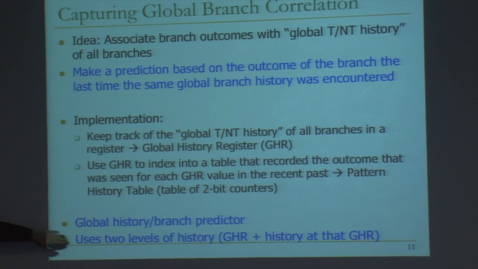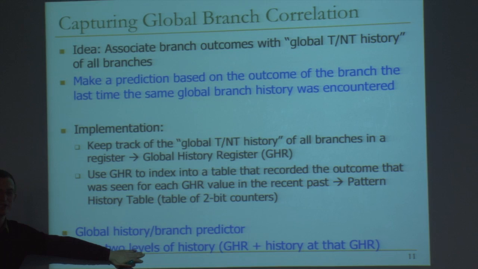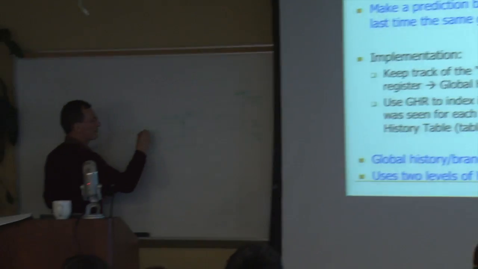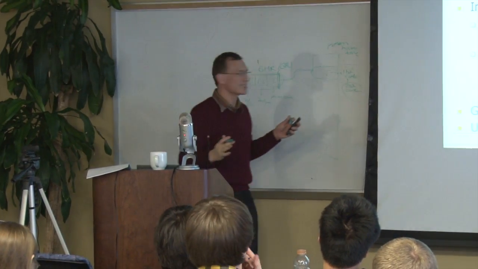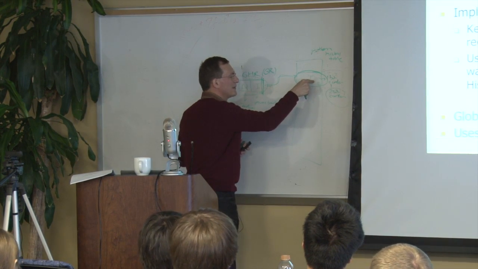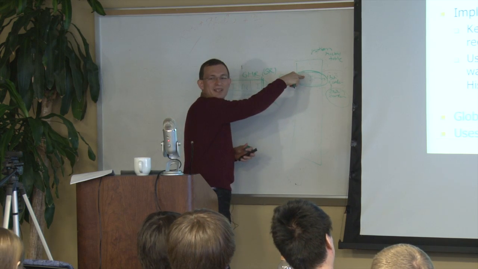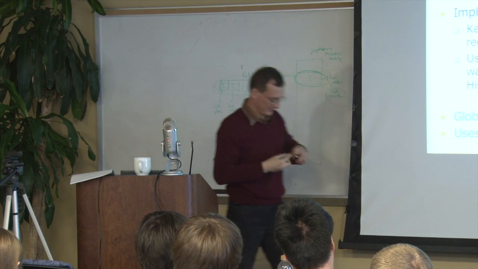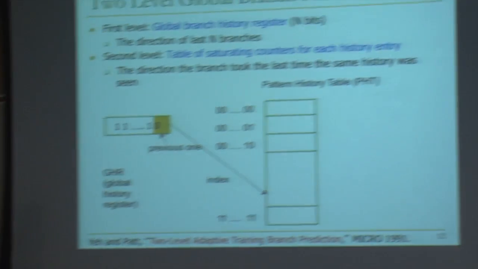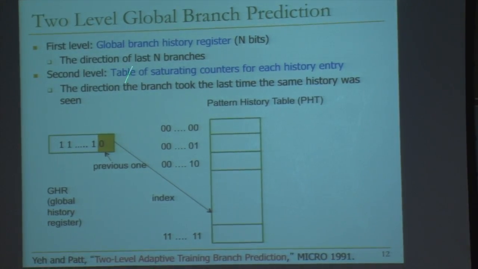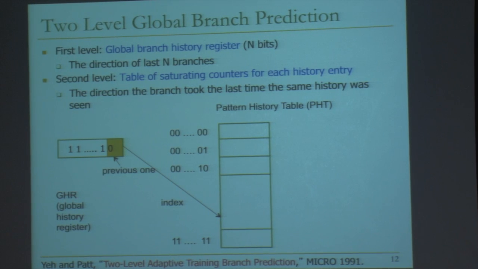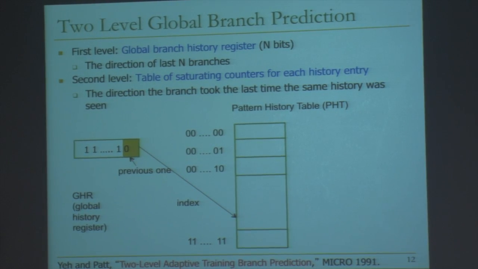This is also called 2-level prediction, because it uses really 2 levels of history. One level of history is this global history register, the direction of previous n branches, and the second level of history is here, the history of the branch at that global history register value. 2 levels of history. You could try to make it 3 levels. OK, so this is what I'm showing over here. Basically, first level is the global branch history register, the direction of last m branches. And second level is a table of saturating counters for each history entry. And I think I've harped on this. Any questions? I don't want to repeat myself again.